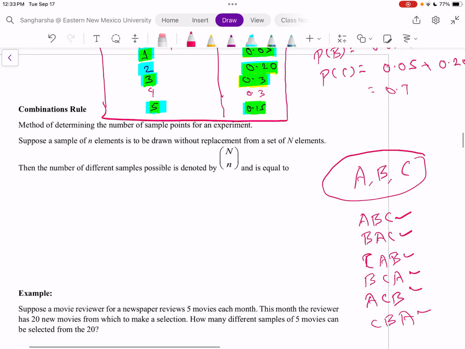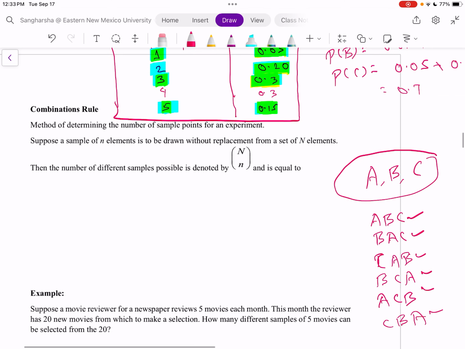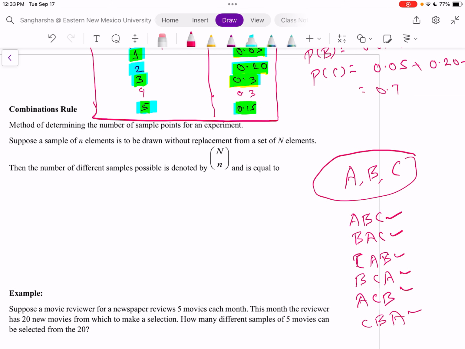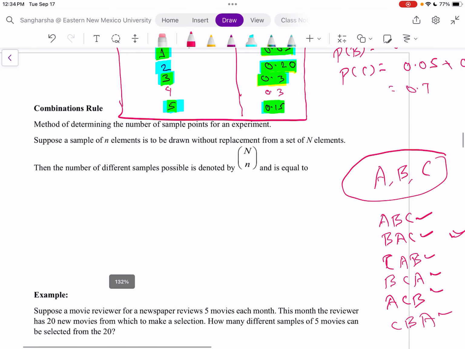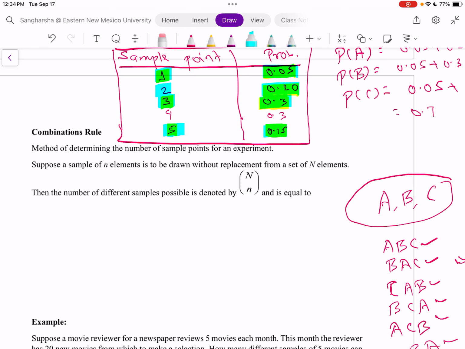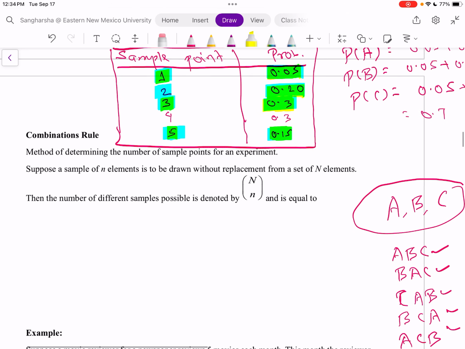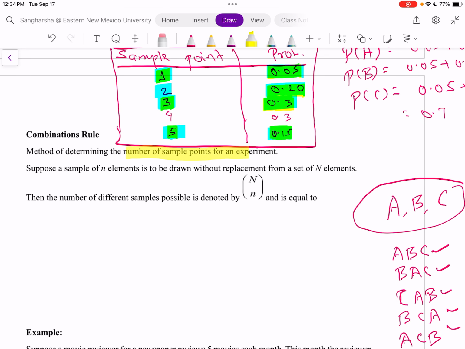Now here we have a formula. We have a combination rule. That's the rule. It's going to help us to find this number, and we'll apply it over here too. We use this method to find the number of sample points for an experiment. If we have a sample of 1,000 people, or a big sample, if our experiment has a big data set, then we use this combination rule to find the sample points.